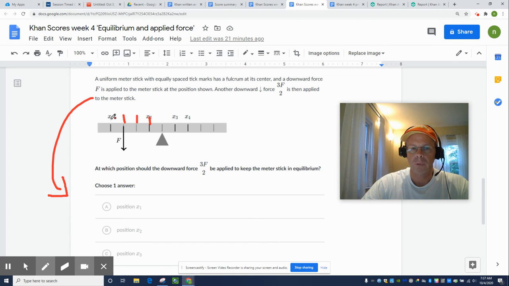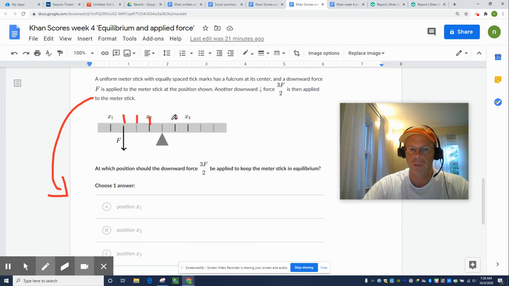If you put a second force on the left-hand side of the meter stick over here in x1 or x2, it's going to cause another counterclockwise torque, right? So that can't balance out. You can't add two counterclockwise torques and get zero. That means our second force has to be on the right-hand side.